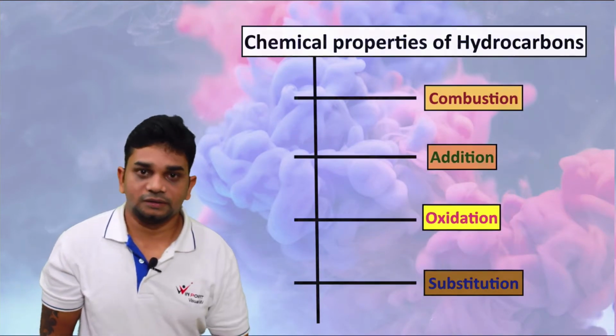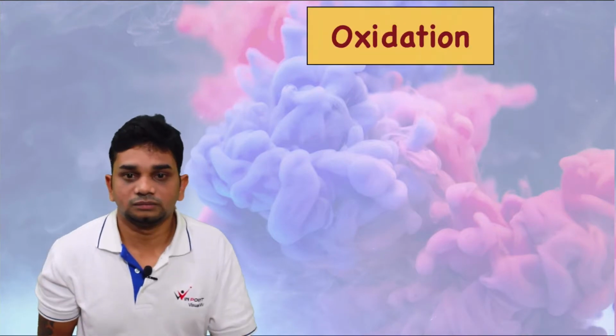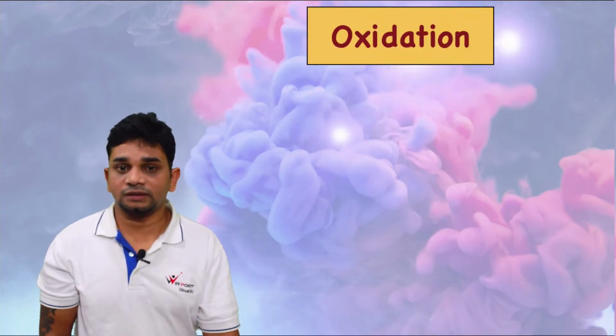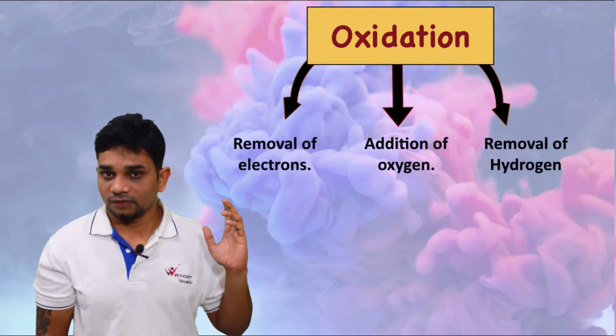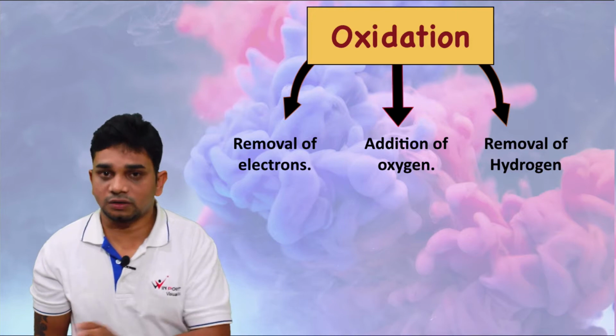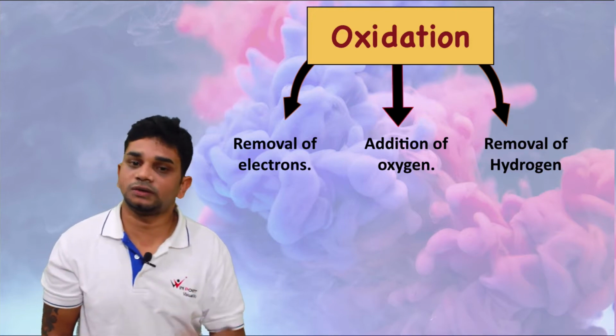Next one, oxidation. For this oxidation, there are three definitions. You need to learn three definitions. Okay, oxidation. There are three definitions for that. First definition is, it is the removal of electrons. Oxidation means it is a removal of electrons. Zinc is donating electrons. It is oxidation.